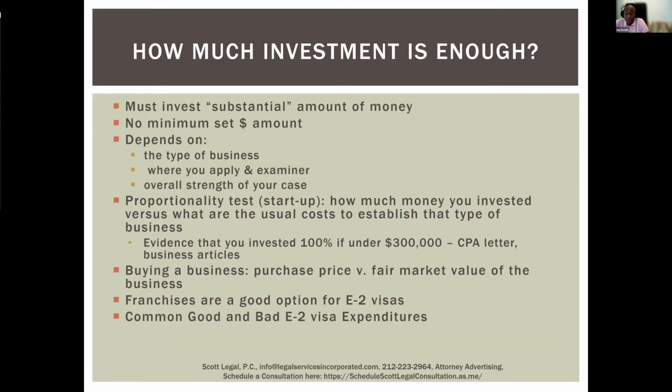If you are thinking of setting up, like, a car manufacturing plant or something like that, then you will have to spend hundreds of thousands of dollars, maybe even millions of dollars, to get the E2 visa. If you're buying a restaurant for $200,000, that could be sufficient. Even buying a restaurant for $100,000 could be sufficient as long as it's profitable and has employees.